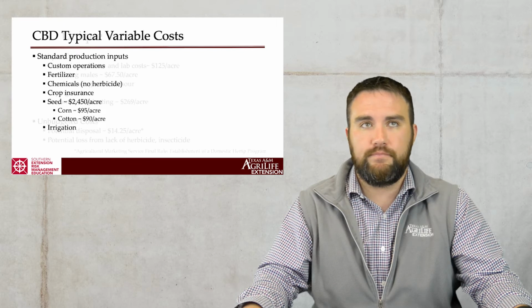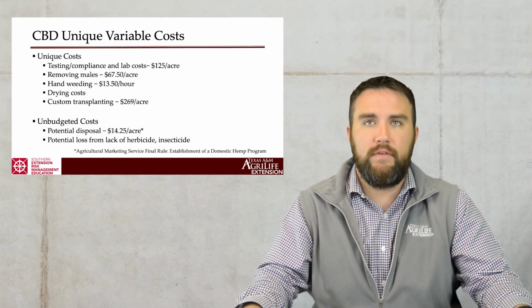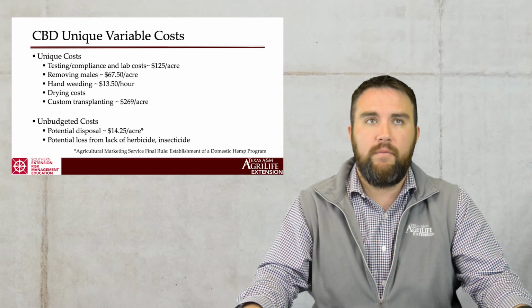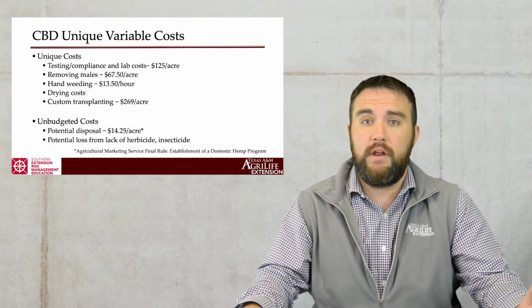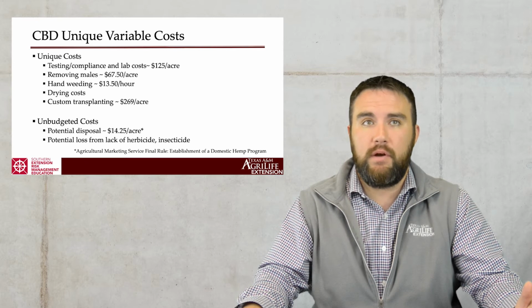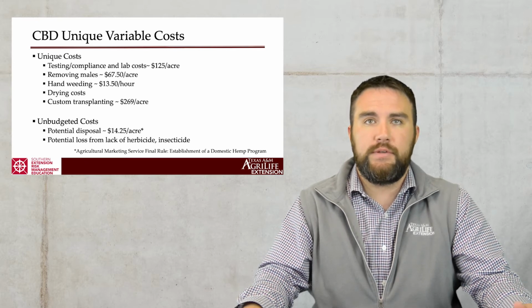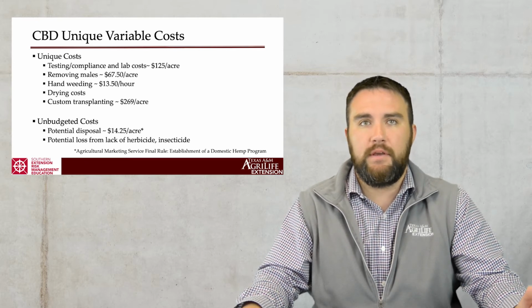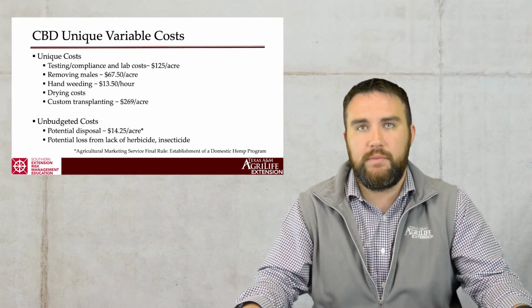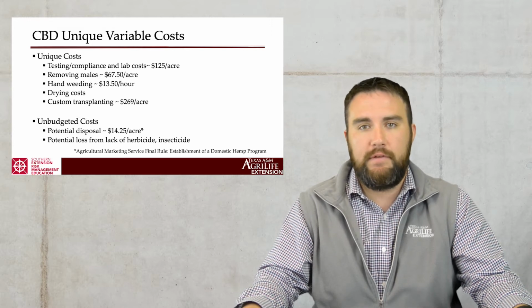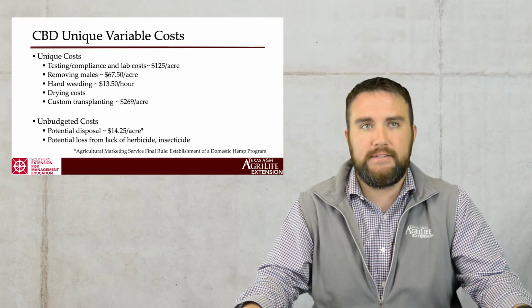Now let's talk about some unique variable costs that are found in CBD production that we may not find in corn or cotton or even other styles of hemp markets or hemp production. So some unique costs are testing and compliance and lab costs, which can range anywhere from $100 to $150 an acre. For our budget's purposes, we've got about $125 an acre, which is standard for the state of Texas.